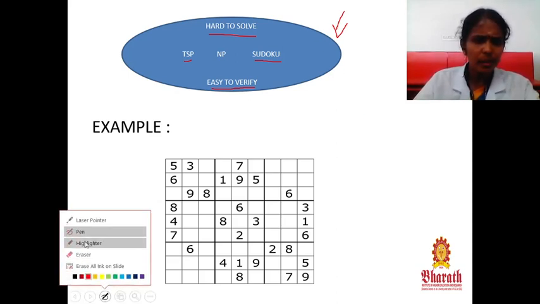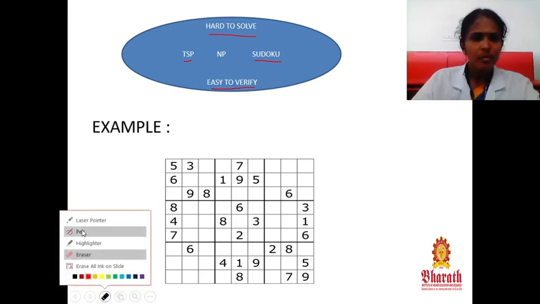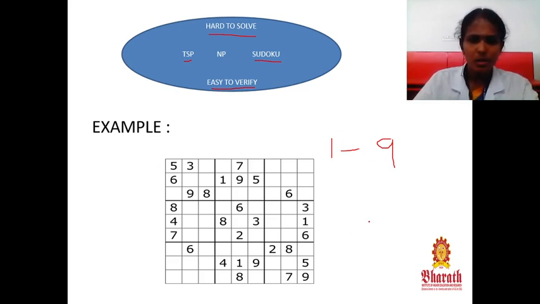Let me explain with an example. In the Sudoku problem, it is hard to solve. What is the concept of this problem? Each and every row and column should have numbers from 1 to 9. No number should be repeated in any column or any row. Likewise we have to arrange the numbers, that is the Sudoku problem.